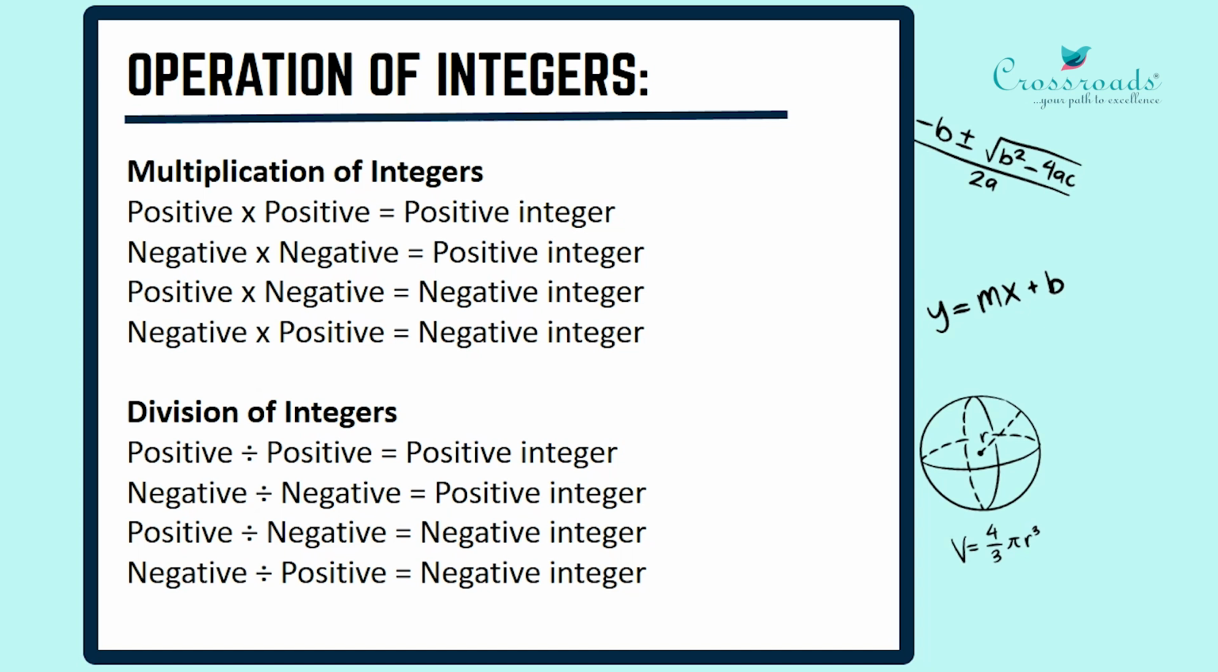Okay, so now let's see the rules for multiplication of integers. When a positive integer is multiplied with a positive integer, the resultant product is going to be a positive integer. When a negative integer is multiplied with a negative integer, the resultant product is going to be a positive integer. Let's see some examples. For positive integers, say 5 into 3, the resultant product is 15. That's also a positive integer.